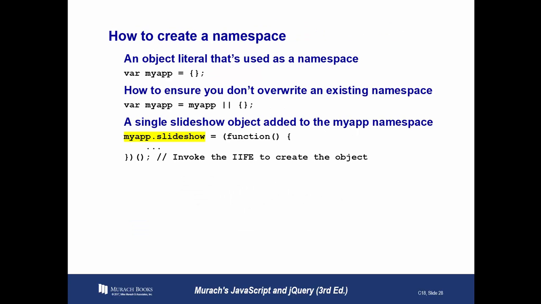The module pattern is often used in conjunction with what are called namespaces. A namespace lets you keep your objects out of the global namespace, which helps avoid name collisions with other libraries. If you want to create a namespace, you assign an object literal to a variable. Then you add the IIFE to the object.